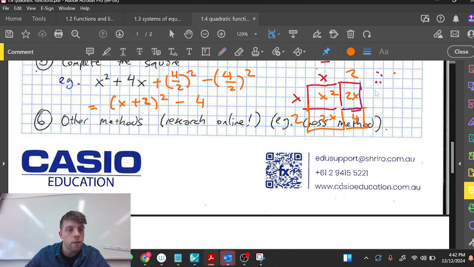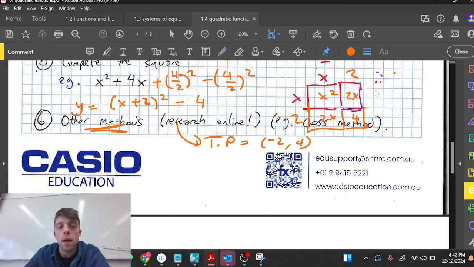And now what we have is what's called turning point form. So we can conclude, looking at this equation here, y equals x plus 2 squared minus 4, that the TP, the turning point, is going to be equal to negative 2, negative 4. So that's something that you might remember from last year.